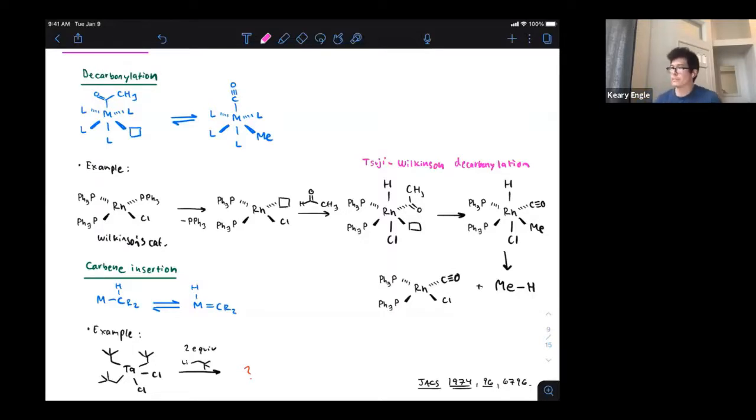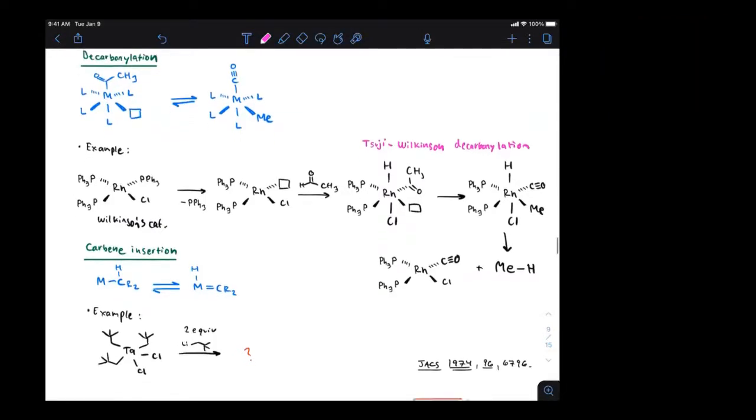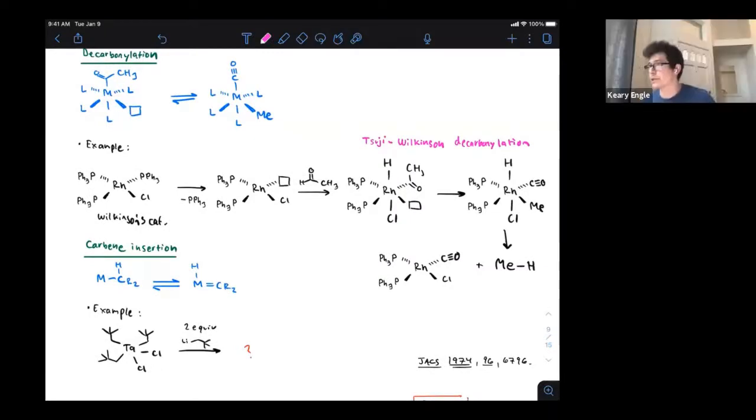I couldn't see who unmuted themselves for that, but you've pinpointed the exact challenge of turning this over and what you'd have to think about to render it catalytic. And there are catalytic processes. The original reports were stoichiometric. There are ways to carry this out catalytically, but you've zeroed in on exactly what you have to consider. Good. Any questions on that?